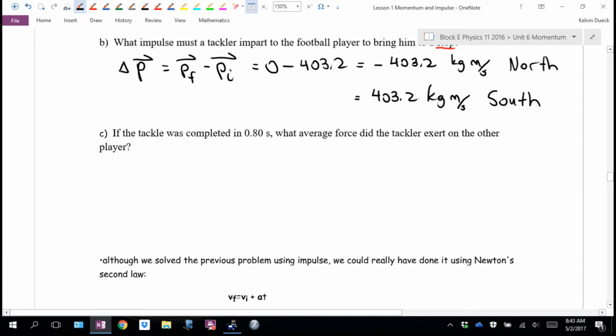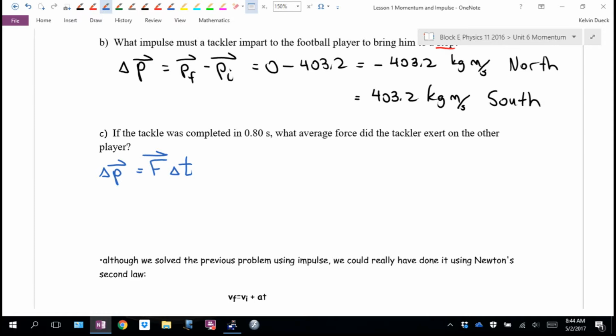If the tackle was completed in 0.8 seconds, what average force? Okay, now they want me to find a force. And for what it's worth, don't write this down, I could probably go F equals ma, and I could probably find it. What did I find in part B? It would be cool if there was an equation that had impulse and force in it. And there is. It's that one. It's a nice little shortcut equation if I have already done a fair bit of calculating.